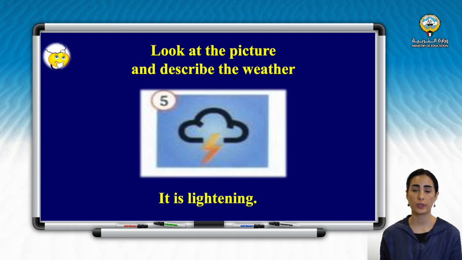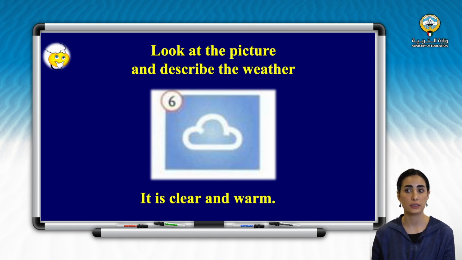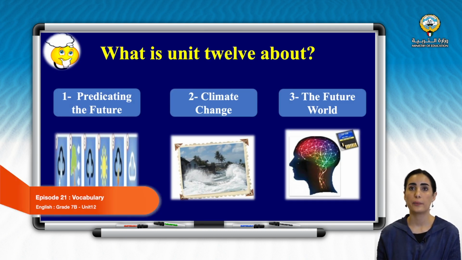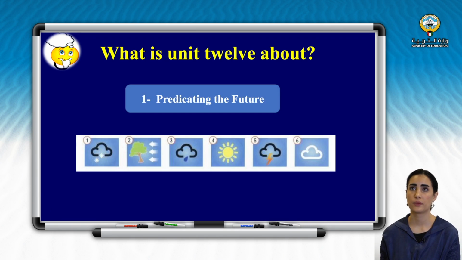How about picture number five? We have a cloud with some lightning, so it is lightning or stormy. Number six, we have just a cloud, so we're going to say here it is clear and warm. So the weather is nice. For this unit, we have three themes. Theme number one, or topic number one, is predicting the future. Number two, climate change. Number three, the future world. Let's begin with vocabulary words of predicting the future, that is topic number one.